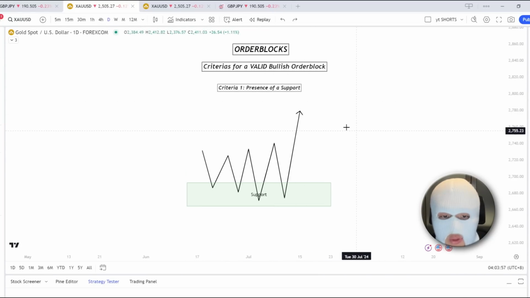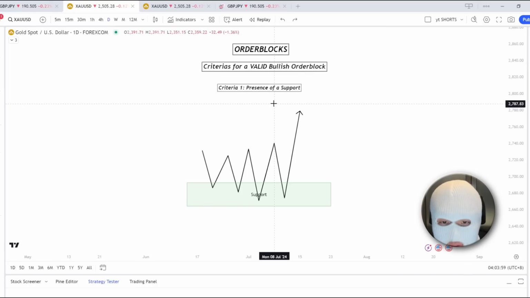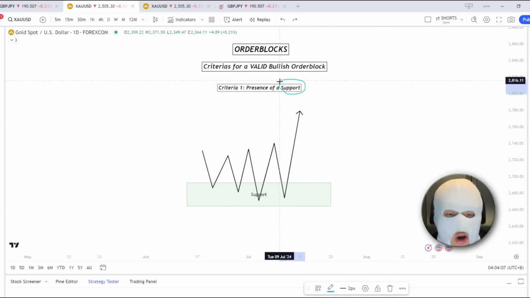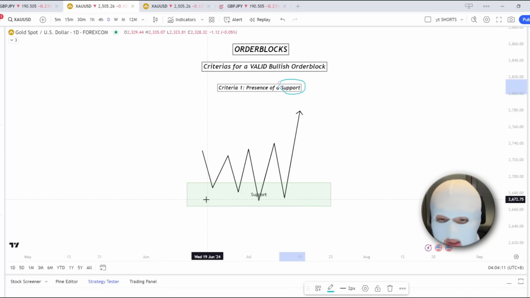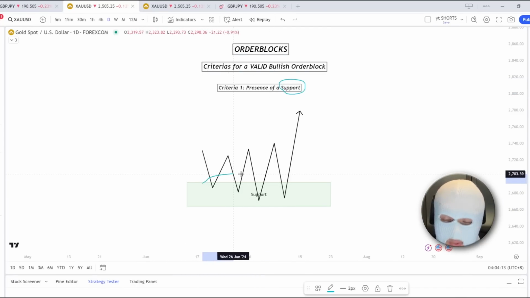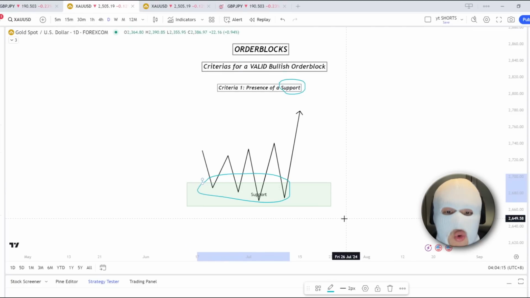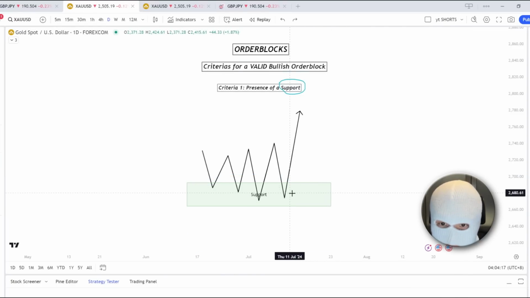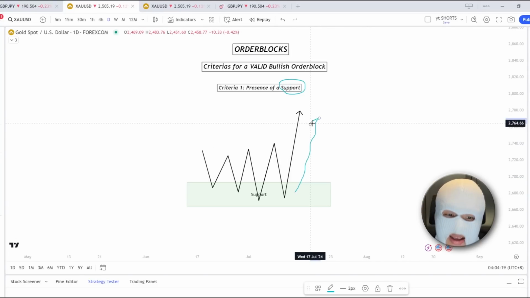If we are looking for a bullish order block, we want to see a bearish candle that fits the following criteria. Criteria number 1. A bullish order block needs to come off a support. If you're a complete beginner, a support is an area where price is failing to break below a certain price level many different times, showing that there are a lot of retail traders buying at that specific price level.